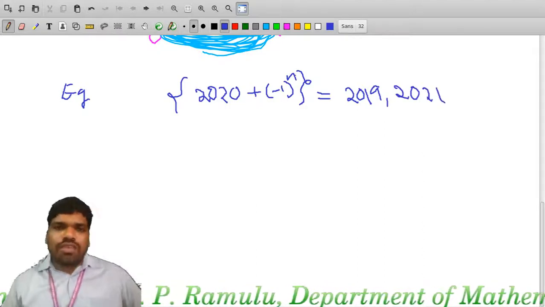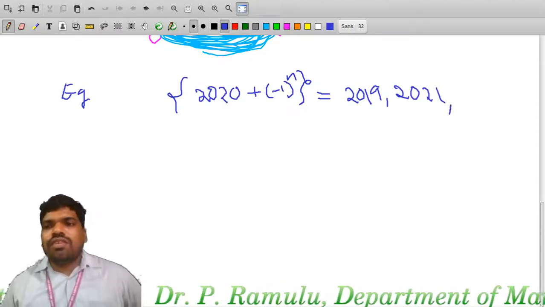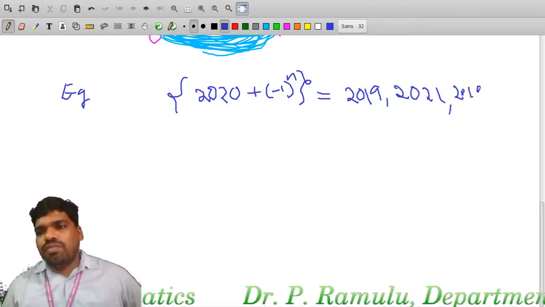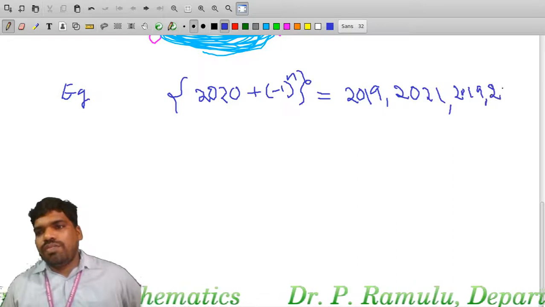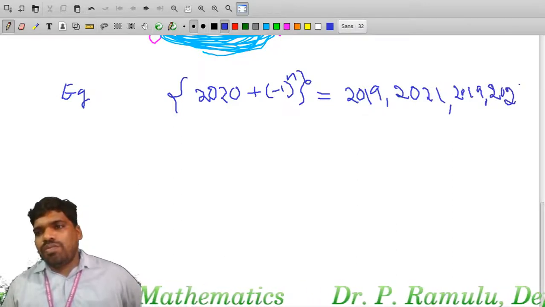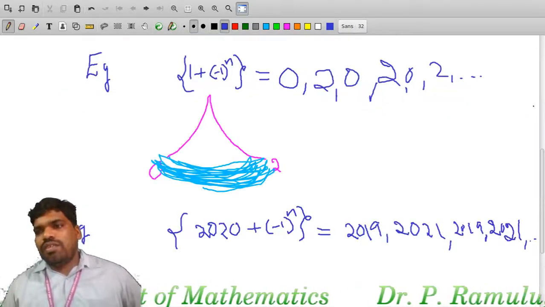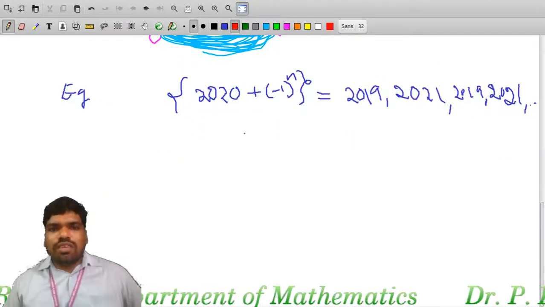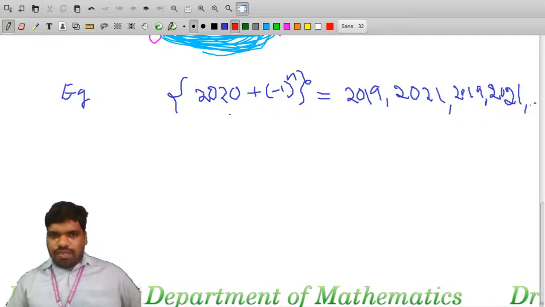2020 plus 1 equals 2021, next 2019, 2021, and so on. It is going like this. That means the terms of the sequence, how does it look like?